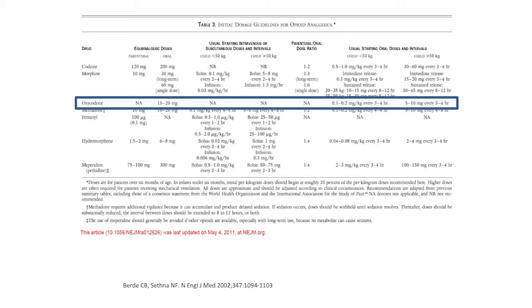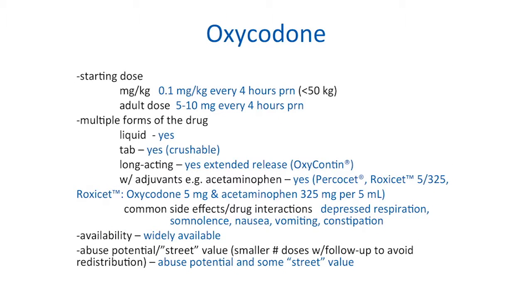Let's now discuss oxycodone in some detail. Oxycodone is available for administration only in an oral formulation. The starting dose of oxycodone is 0.1 milligram per kilo every 4 hours as needed for pain in a patient who is less than 50 kilos. The starting adult dose for a patient greater than 50 kilos is 5 to 10 milligrams of oxycodone every 4 hours as needed. There are multiple forms of this medication. It's available in a liquid, a tablet, which is scored and crushable, and also an extended release formulation.